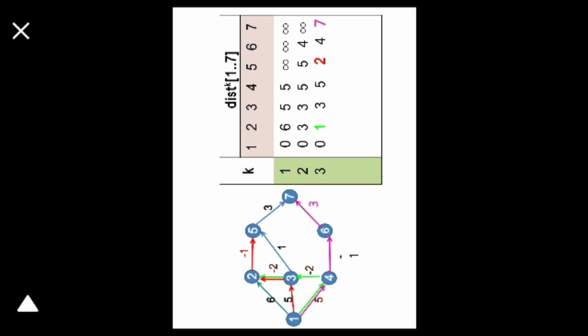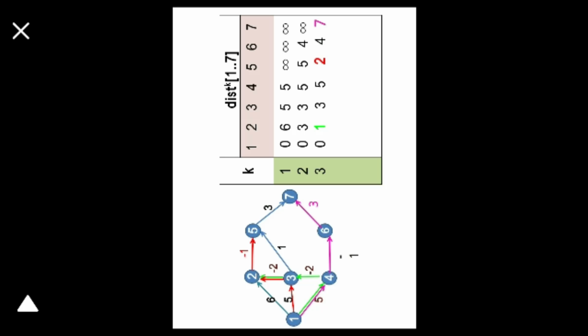Then source to vertex 3 with 3 edges, there are no 3 edges from 1 to 3, so we'll keep the previous value. Then 1 to 4 with again 3 edges, there are no 3 edges from 1 to 4, we'll keep the previous value. Now source to vertex 5 with 3 edges, we can see the red color, 1 to 3, 3 to 2, 2 to 5, that is 5 minus 2 minus 1, we got it as 2. Compared with the previous row value from source to vertex 5 with 2 edges, which is 5, now with 3 edges it is 2, minimum is 2.